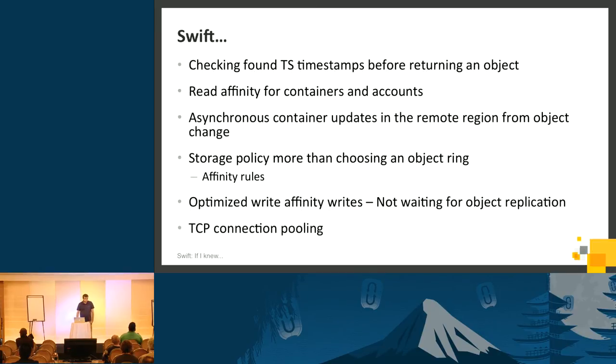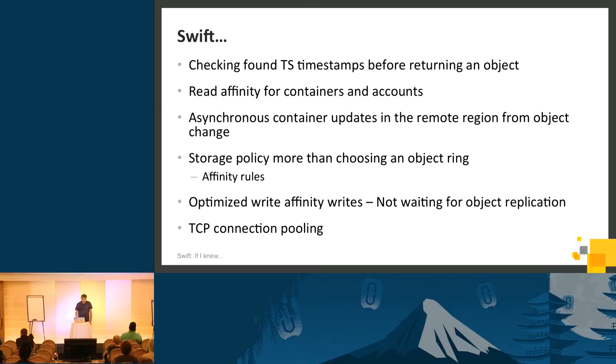So Swift, what can we do to help improve this? For this read after delete, it's a pretty simple fix. I don't have the patch submitted yet, but you can simply check the timestamps from the previous tombstones you found and just not return the object if the tombstone is newer than the object that you have.